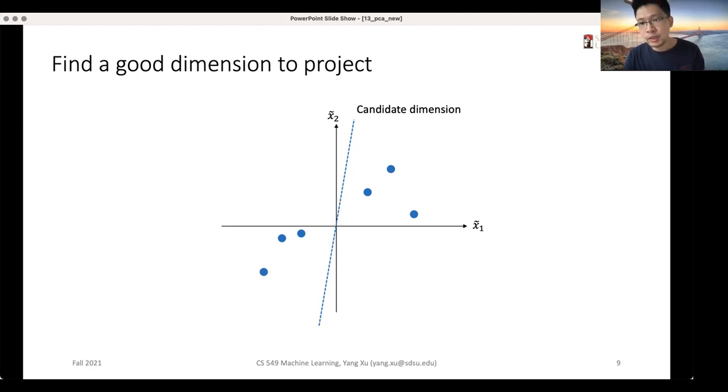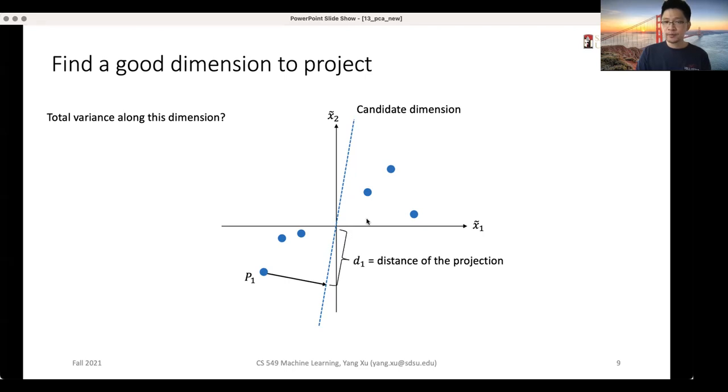For example, if we choose this candidate dimension indicated by this bluish dashed line, to compute the variance along this dimension we first project all of our data points onto that dimension. For this data point P1, after it's projected onto that candidate dimension, we will have a projected point. The distance between this projection and the 0 point is the distance we want to record. For each data point, we can compute such a distance.